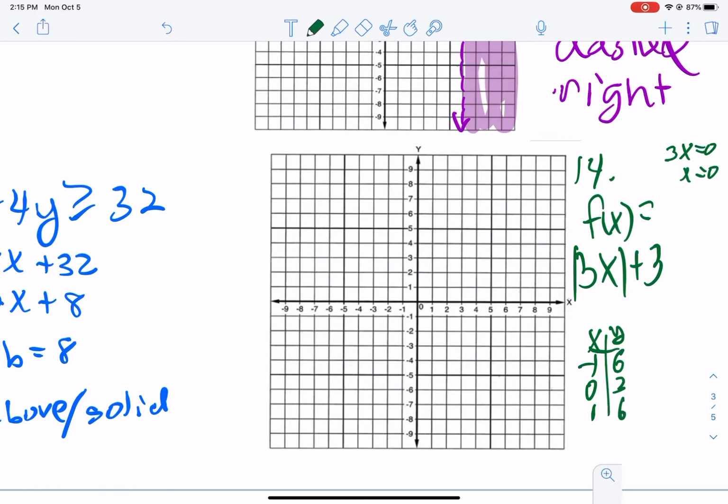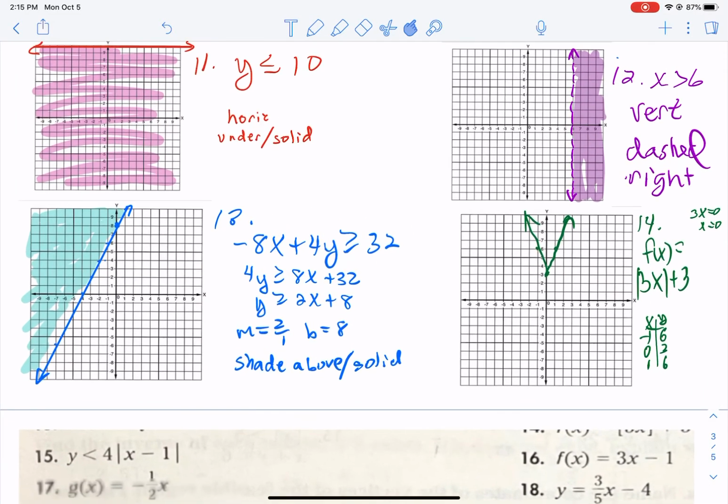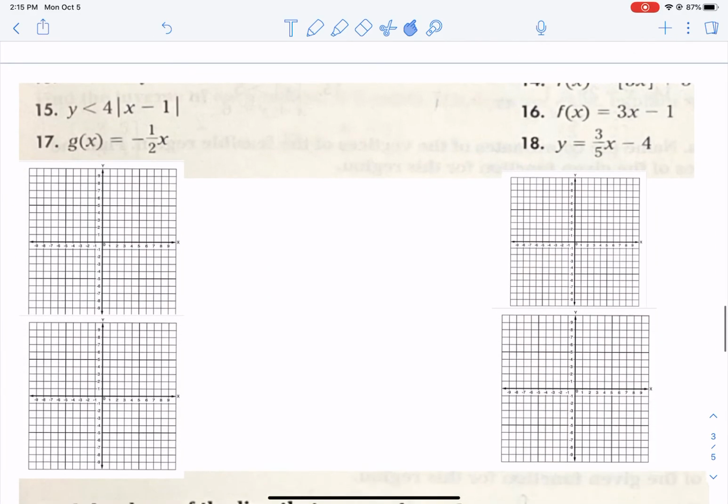Now, it's just an absolute value. It's a solid line making that V. So at -1, go up 6. At 0, go up to 3. At 1, go up to 6 and make your V. I'm sorry, my V is so squiggly. Okay, so that is number 14.